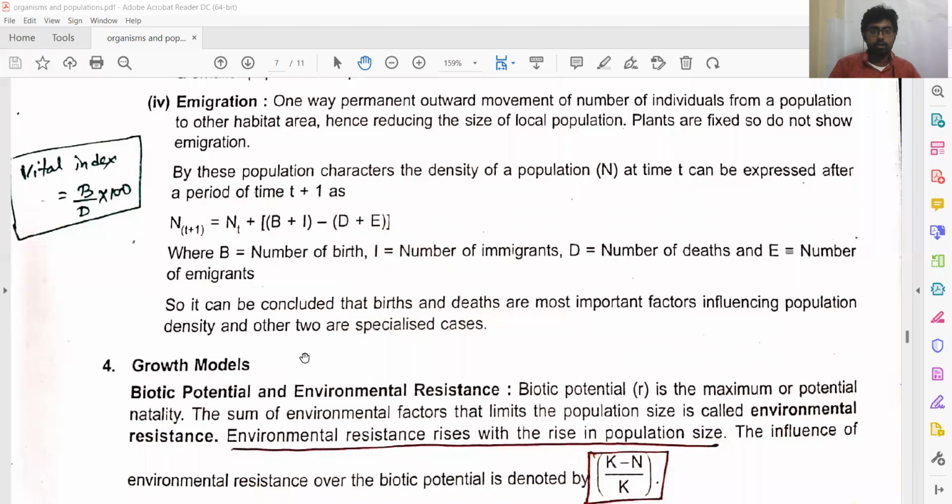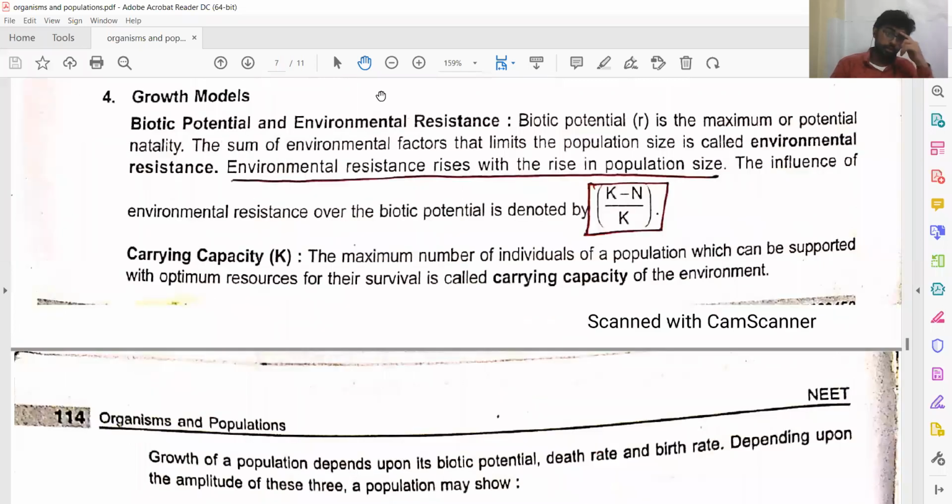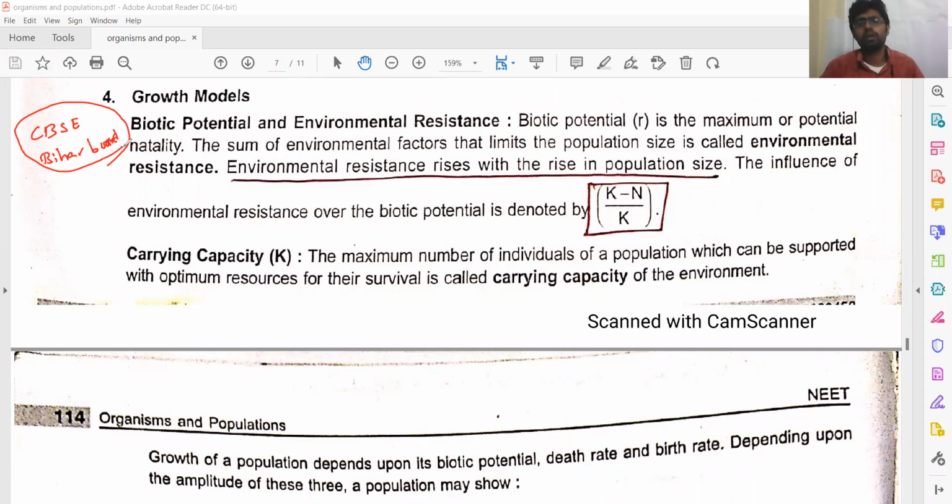Now again, growth model. This topic is very important for CBSE as well as Bihar board. These questions are always asked. So what is a growth model? A growth model is a model proposed by some scientists on how growth takes place in different kinds of populations, according to their needs, the surrounding conditions, and the availability of food and all those factors.